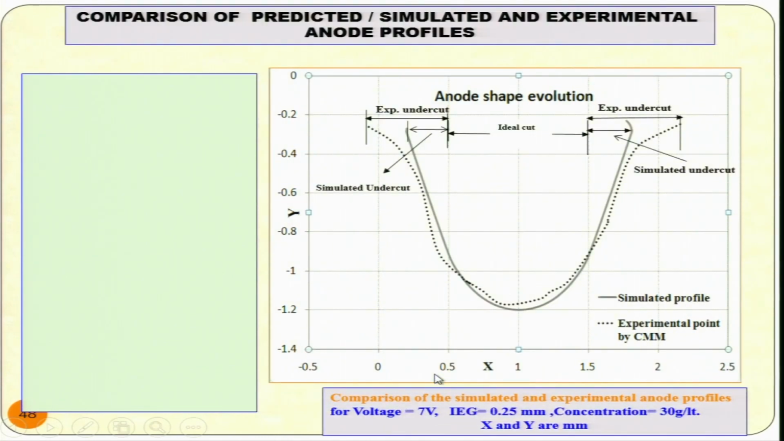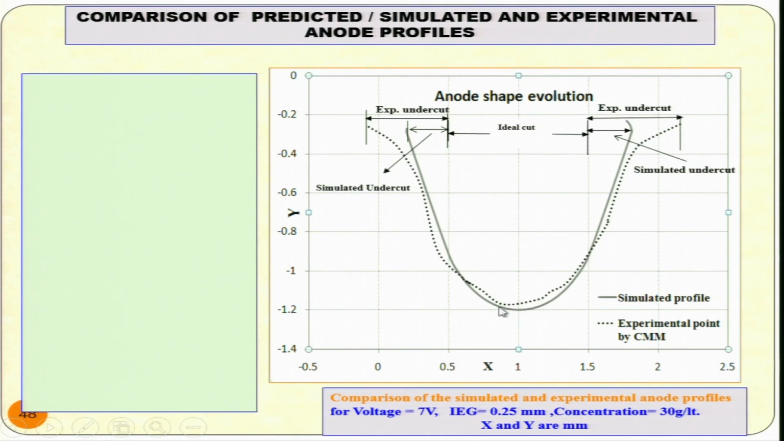Comparison of predicted, or simulated, and experimental anode profiles. You can clearly see here the deviation between the experimental undercut and the simulated undercut. Here is the simulated undercut and actual undercut. So there is a big difference between the two. Also along the whole depth there is a deviation in the experimental shape as well as the simulated shape.